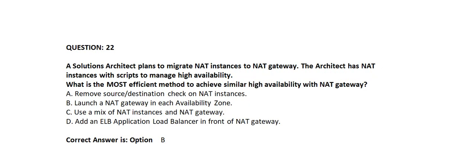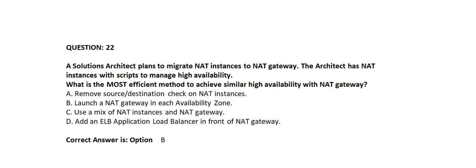Question number 22. A solutions architect plans to migrate NAT instances to NAT gateway. The architect has NAT instances with scripts to manage high availability. What is the most efficient method to achieve similar high availability with NAT gateway? Option A. Remove source or destination check on NAT instances. Option B. Launch a NAT gateway in each availability zone.